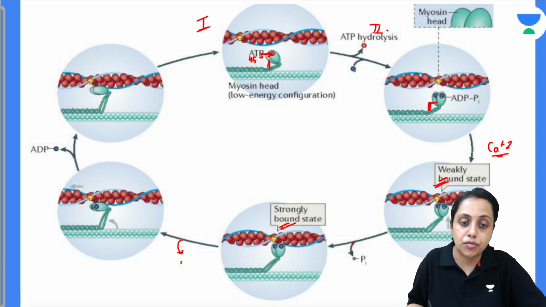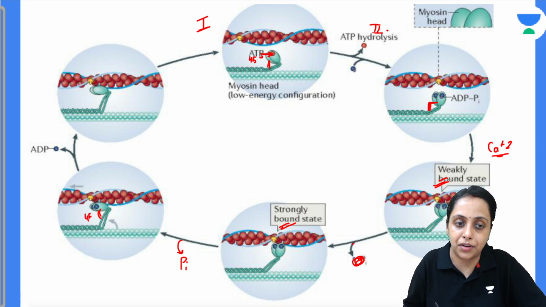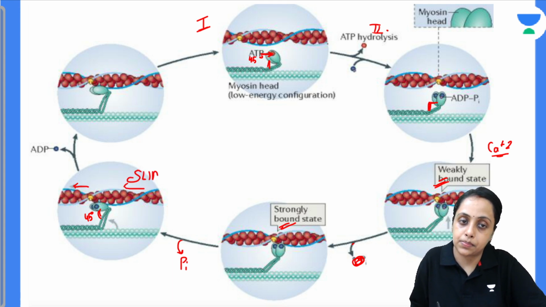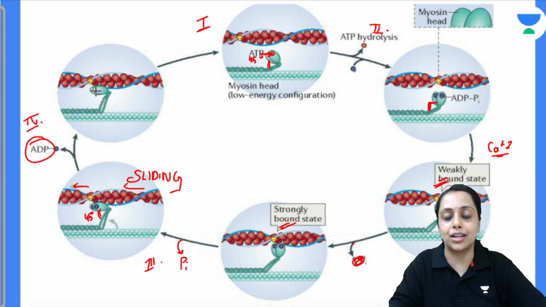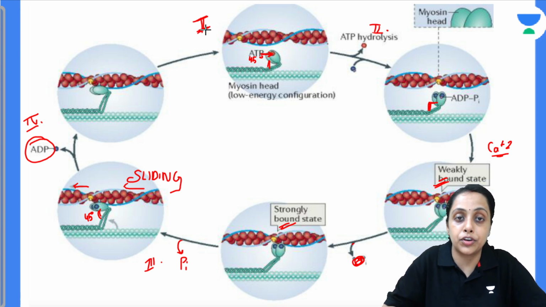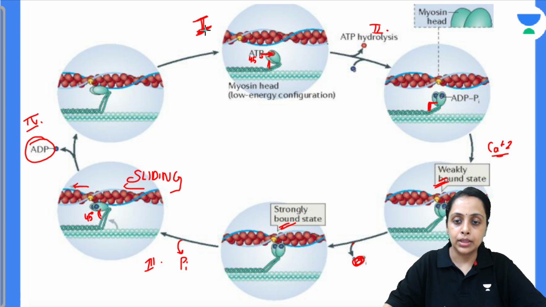Phir next step mein kya hoga, phosphate release hoga. Due to release of this phosphate, hamara myosin head from 90 again turns to 45 degree, and that leads to the pulling of this actin filament. Okay, that leads to the sliding. Okay, next step mein ADP will be released, and ADP free myosin head always and always remains stuck to the actin filament until it receives a new molecule of ATP. So this is about the sliding filament theory.